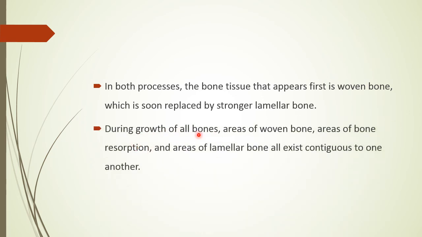During the growth of all bones, areas of woven bone, areas of bone resorption, and areas of lamellar bone all exist contiguous to one another. They are all present next to each other. This is the case when the bone is growing.